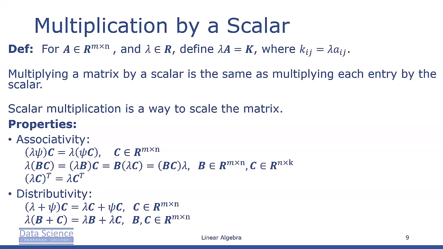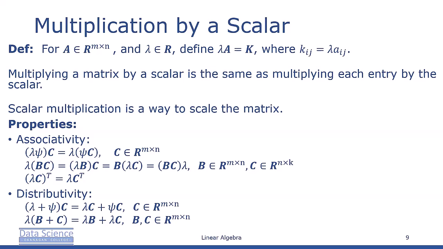Some properties associated with scalar multiplication include associativity. So lambda times psi times matrix C is equal to lambda times psi times C. Lambda times the product of the matrices B and C is equal to lambda B times C. It's also equal to B times lambda C, or BC times lambda. The transpose of lambda times C is equal to lambda times the transpose of C.